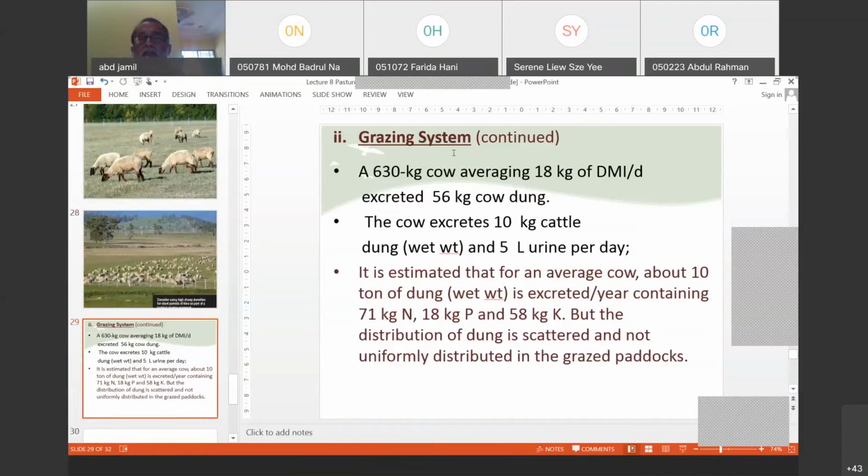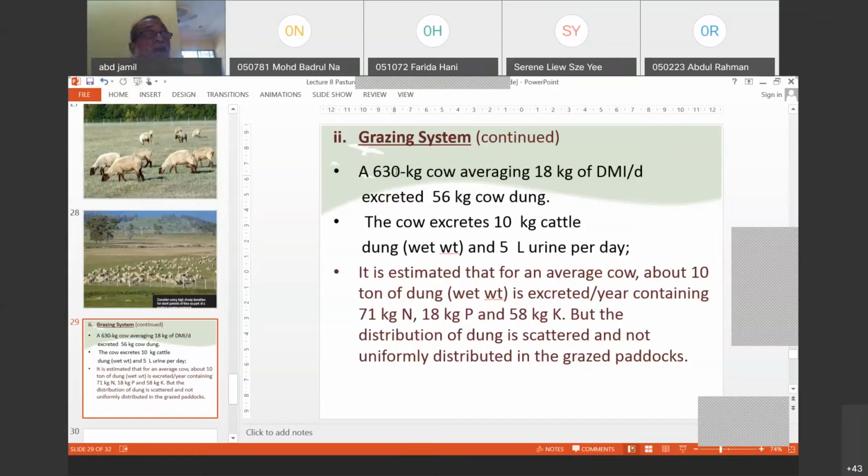I'll say in the green system, the amount of fertilizer can be reduced. Why reduced? Because the amount of excreta, the dung that they remove, is a lot. I got this data from a system. A 630 kilogram cow. 630 is very big. Normally, the average size of our cow is about 400 kilogram.